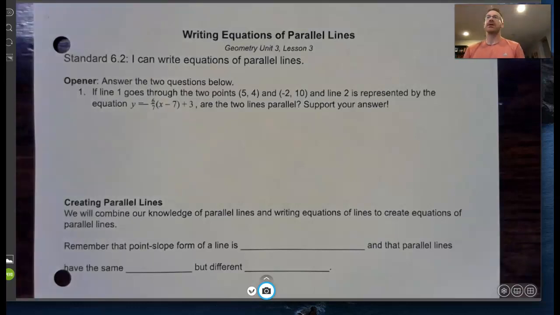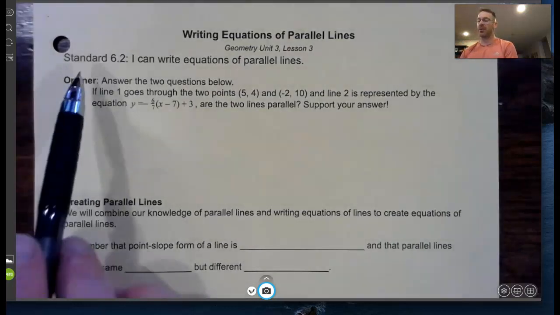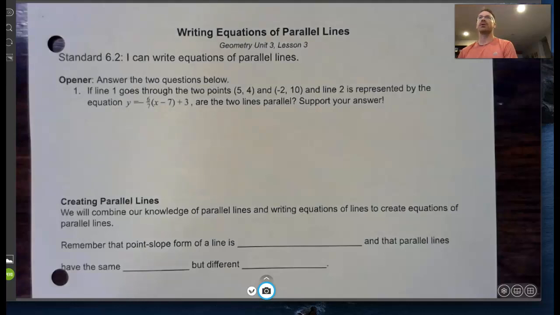All right, and we're going to continue our conversation about parallel lines today. And in the last lesson, we worked on determining if lines are parallel. So what we want to do today is write equations of parallel lines. We might start with one line and then try to create a second line that is parallel to that line. So you can see that standard 6.2 here in our Unit 3, Lesson 3.